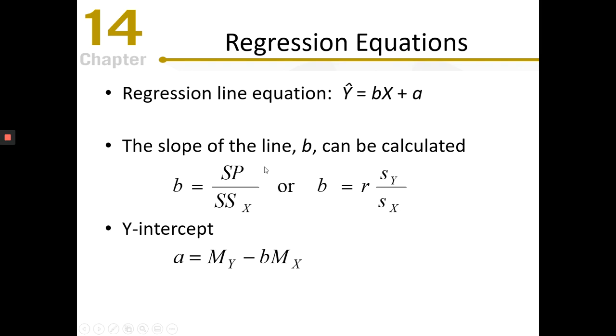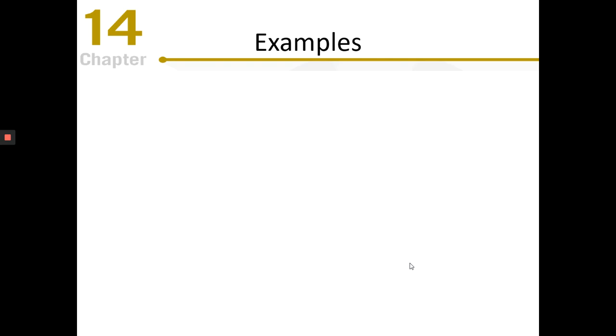Or we can simply figure out the slope of the line by finding the SP, which we've already done for the Pearson correlation, and divide that by the sum of squares of x, which we already did for the Pearson correlation. So I vote for this one. And then to find the y-intercept, which is a in this formula, we simply take the mean of y and subtract the product of the slope times the mean of x. So these are very simple formulas. So let's do some examples.